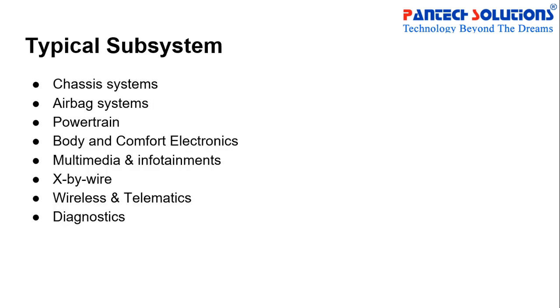If you take the types of subsystems, the typical subsystems are the chassis system, airbag system, powertrain module, body and comfort electronics, multimedia and infotainment, X-by-wire modules like mechanical power transmission, wireless and telematic systems, and the diagnosis system. These are all the individual subsystems. Each and every system has its own protocols and its own electronic control systems.